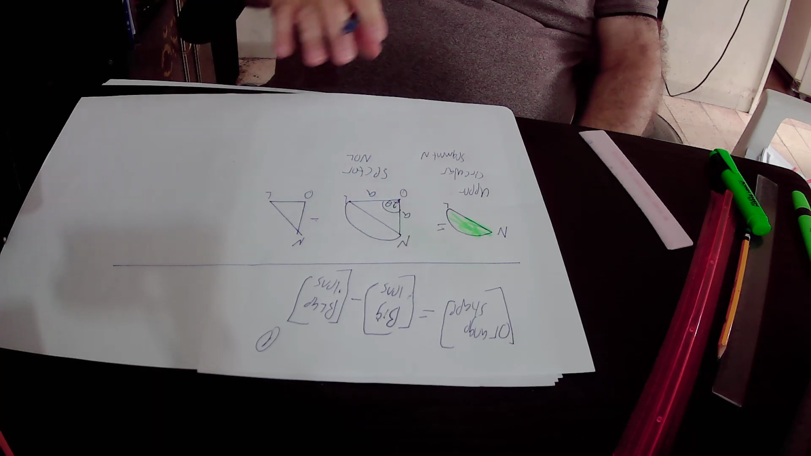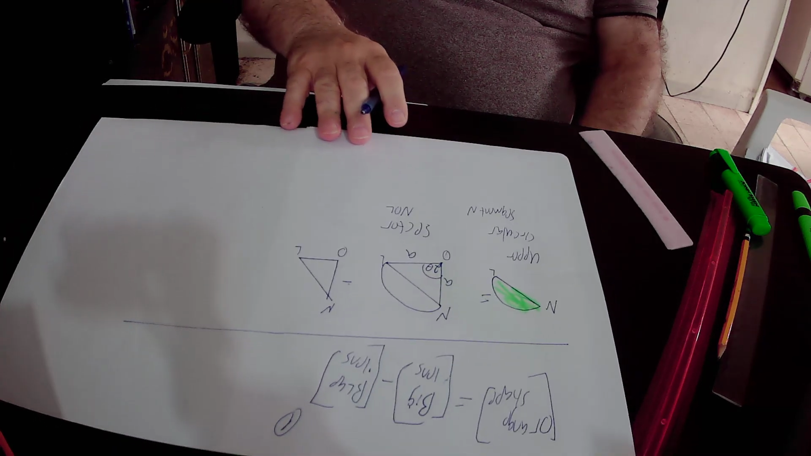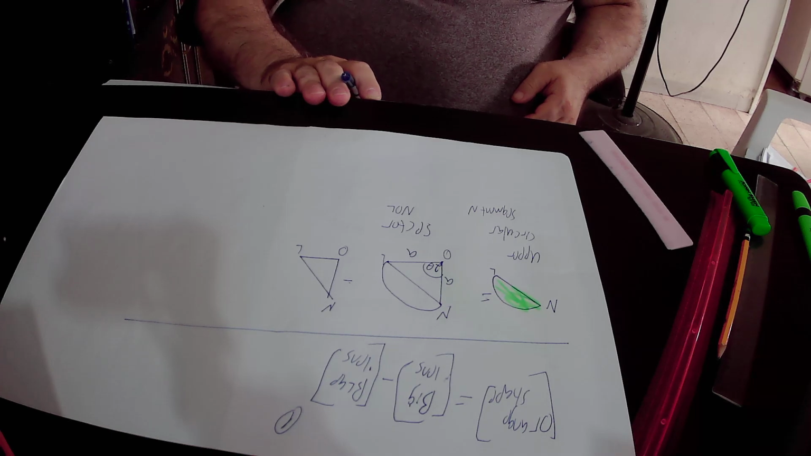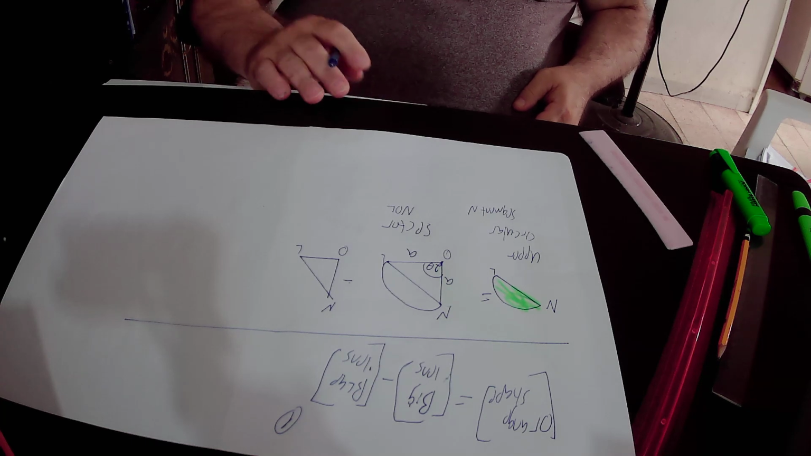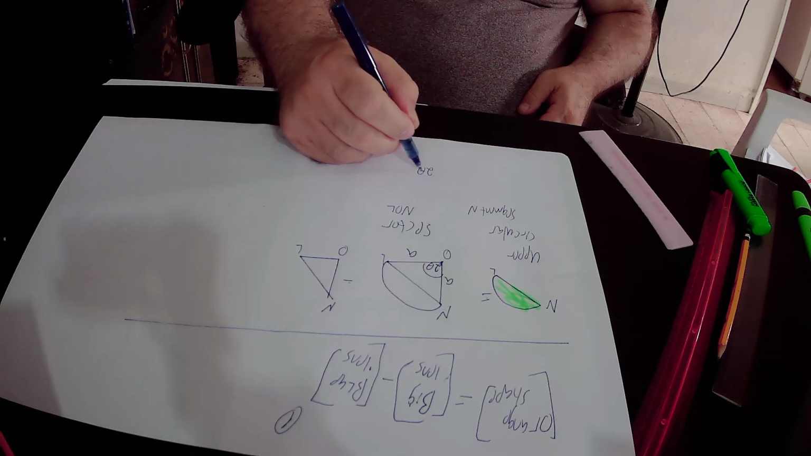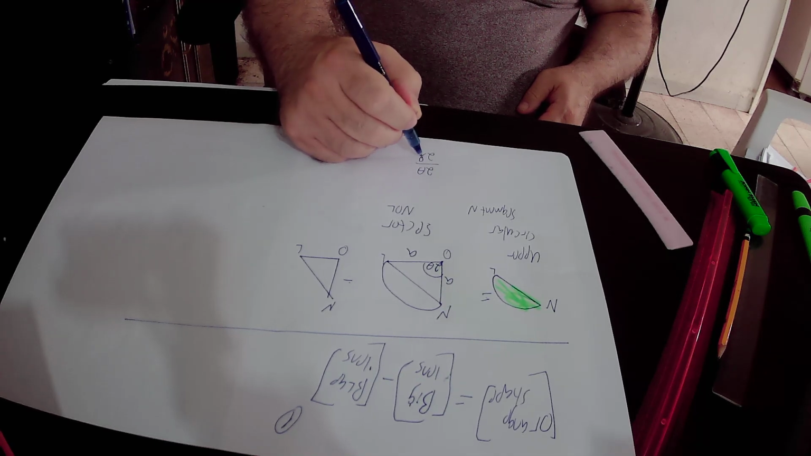And I've already presented to you the area of a sector. How to find out the area of the sector? It is equal to 2 theta radians over 2 pi radians.